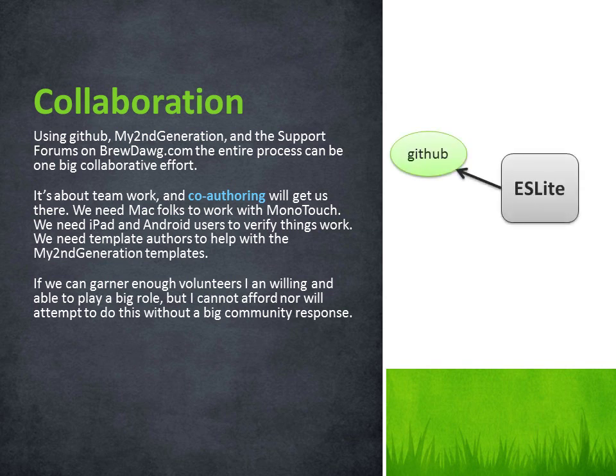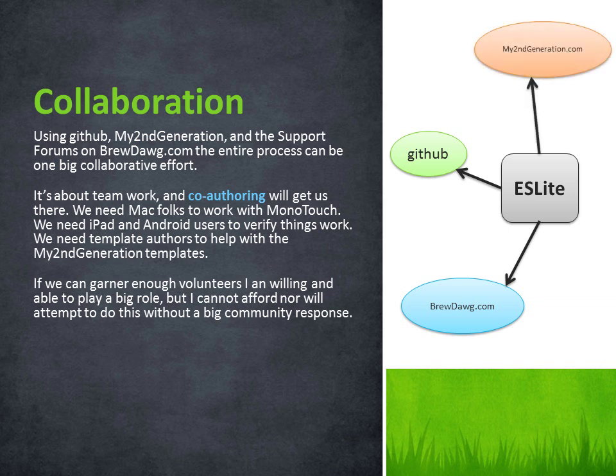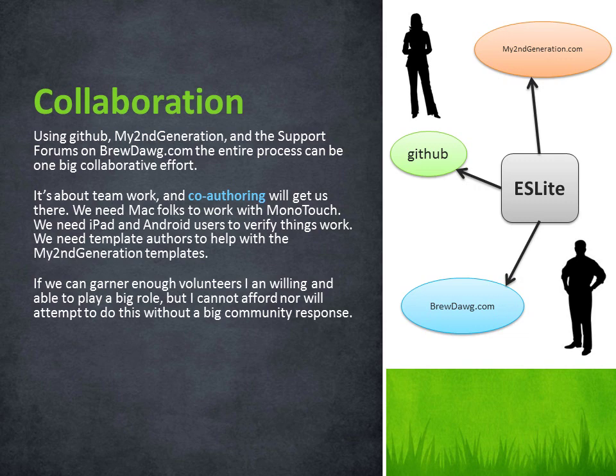So ESLite is going to be using GitHub, and everything would be under the MIT license. It'd be brewdog.com, where we would coordinate everything and have support forums. My second generation would house the templates and be where you would do your code generation, and of course we need developers and volunteers to help work on this.